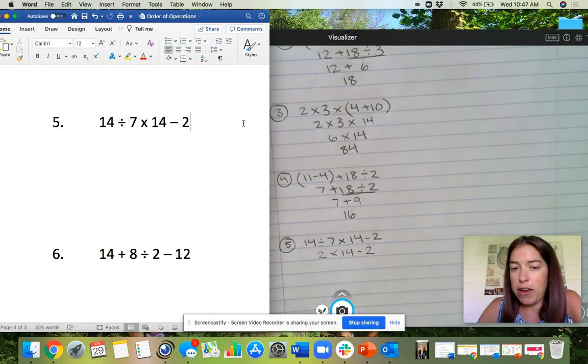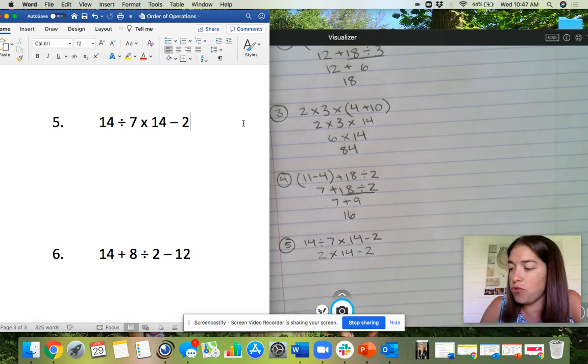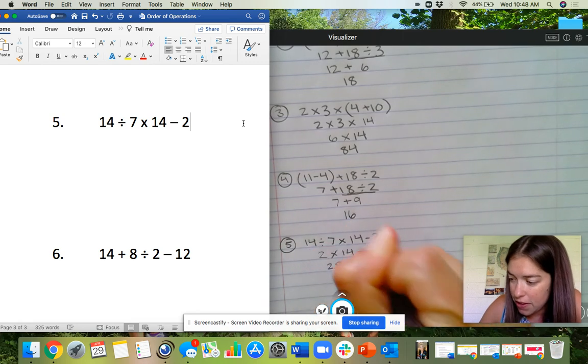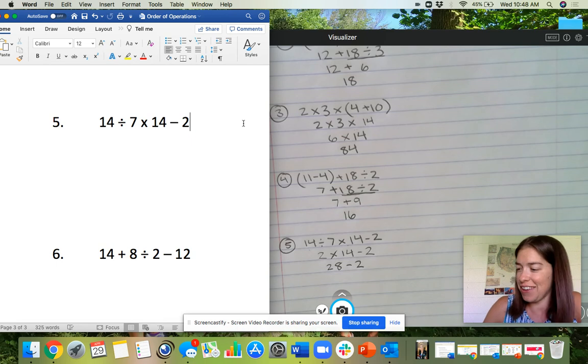All right, now I need to do my multiplication because I didn't finish all the multiplication and division. So 2 times 14 is 28. Copy the rest of my problem. And now, only now that I've taken care of all my multiplication and division, now I can do my subtraction. 28 minus 2 is 26.